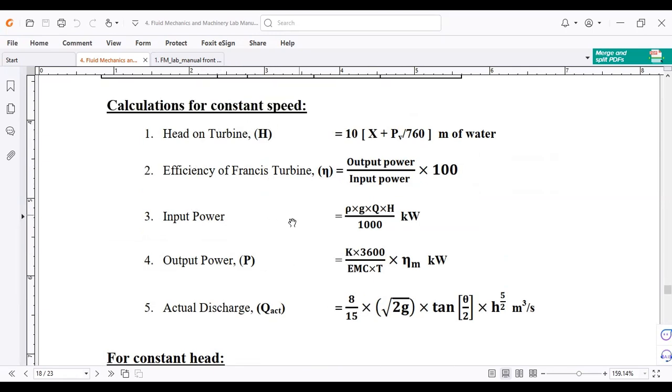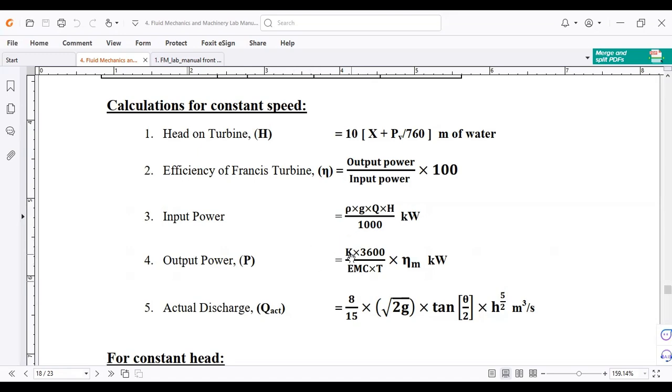Then the input power can be calculated using this one: rho Q g H. We know the discharge, and H is the head of the turbine, which you know. Rho is the density of water, 1000, g is the acceleration due to gravity, 9.81, divided by 1000 to convert it to kilowatts.